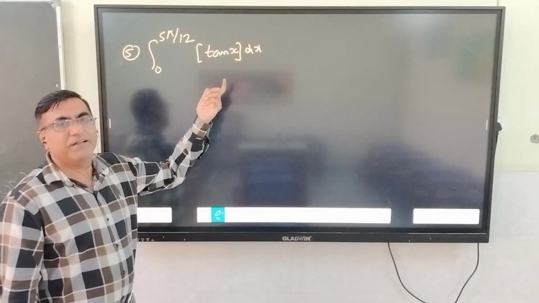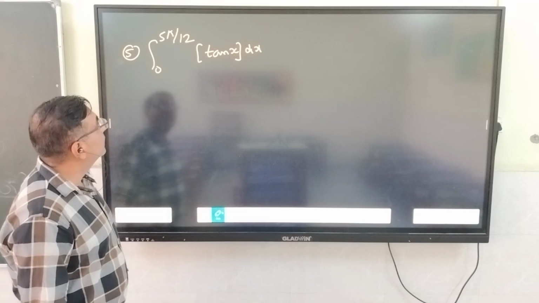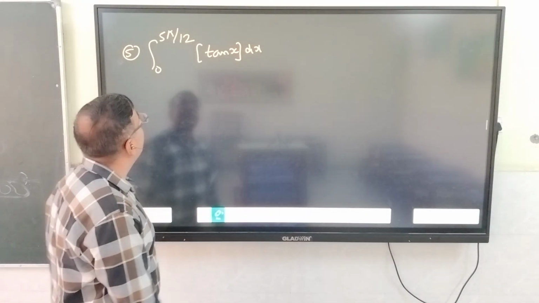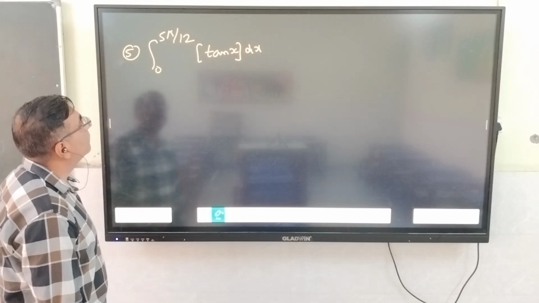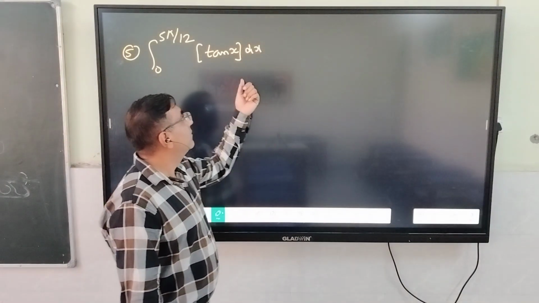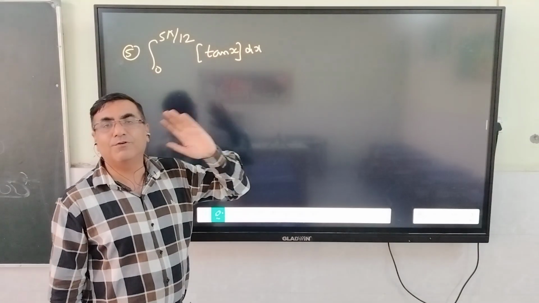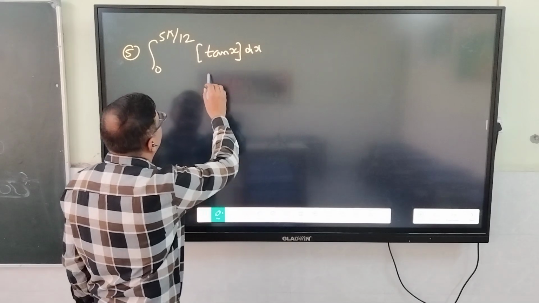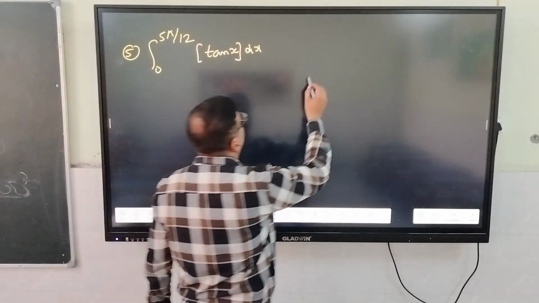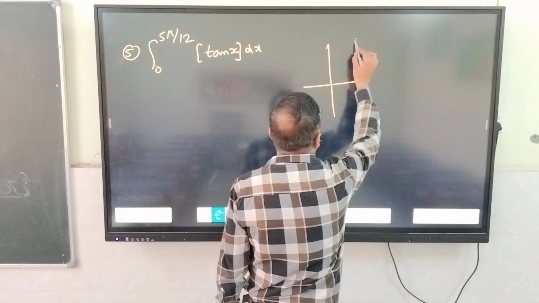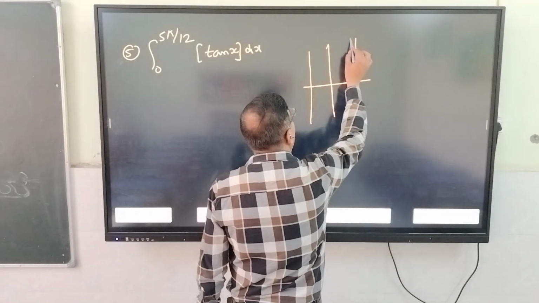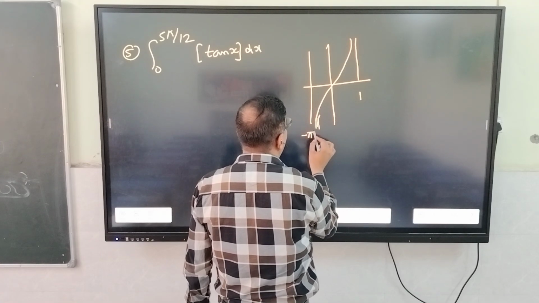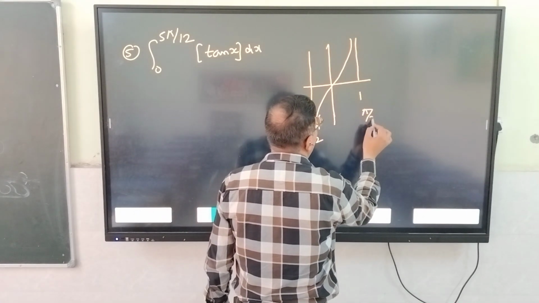This is a little bit difficult question. Maybe more than a little, more than difficult. This may be difficult for many students. This is the tan x graph. You know the tan x graph is like this.